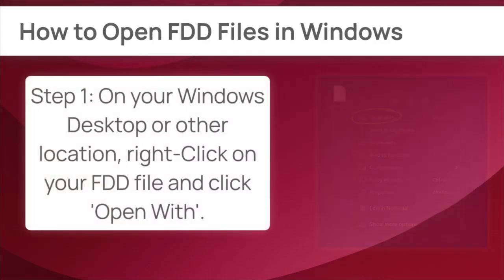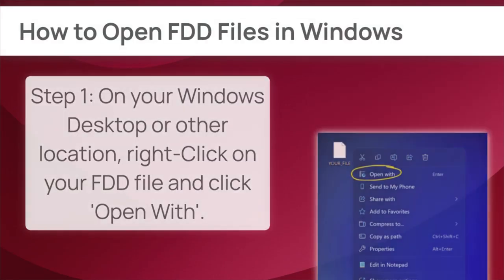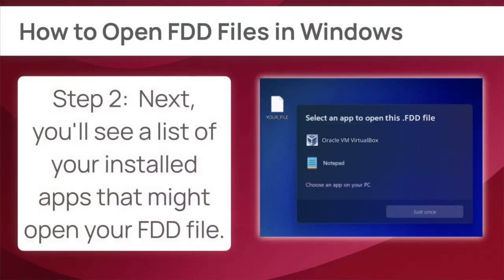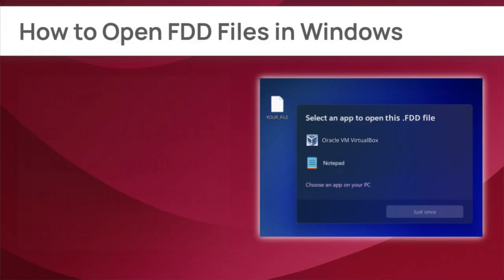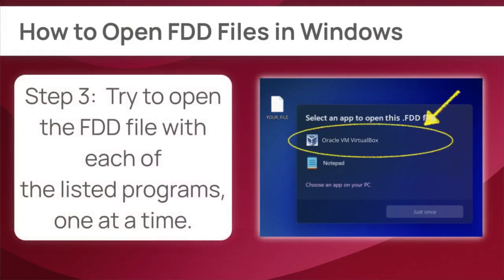We're performing an initial application check. Right-click your FDD file and choose Open With. Test Oracle VM VirtualBox first. If it's not there, select another program. This simple process often yields a quick fix.